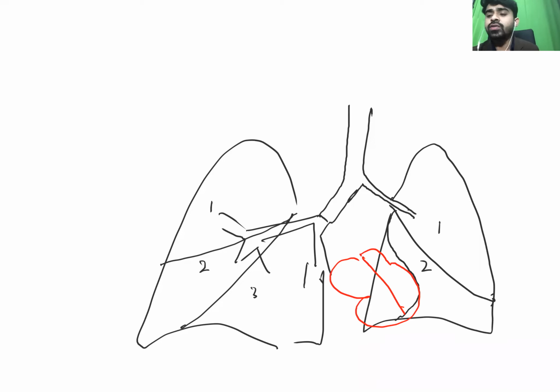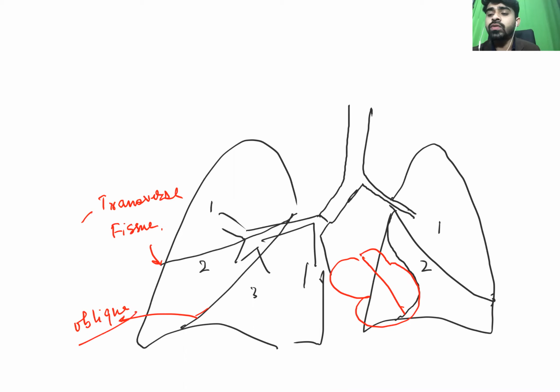Okay. So I just want to tell you, who is actually dividing the right lung into 2 lobes? This is a fissure. What is the name of this fissure? This fissure is known as the transverse fissure. Not in NCERT, so no need to remember. But just I am saying this is called the oblique fissure.